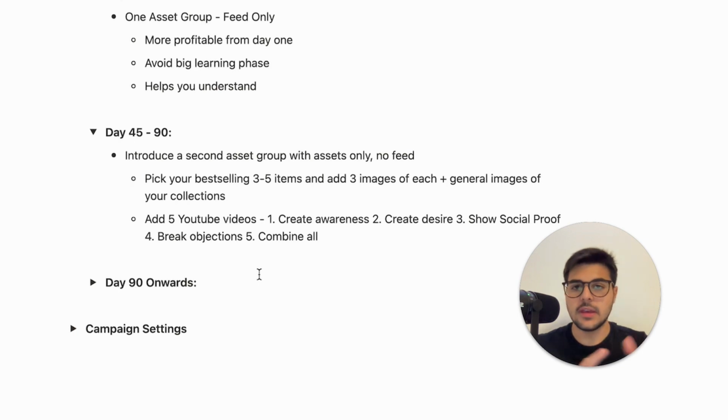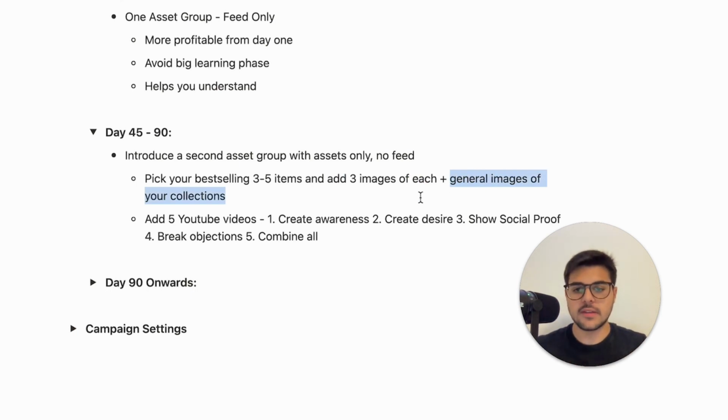Assets mean images, videos, headlines, and so on. So here what you're going to do is you're going to pick your best selling 3 to 5 items, your best seller products, your main sellers, and you're going to add 3 images of each inside of this campaign, plus some general images of your collection.